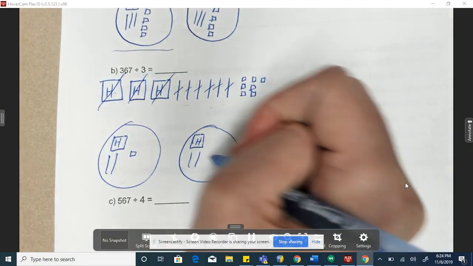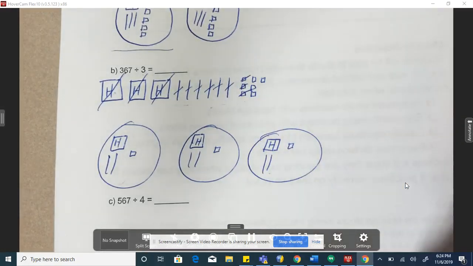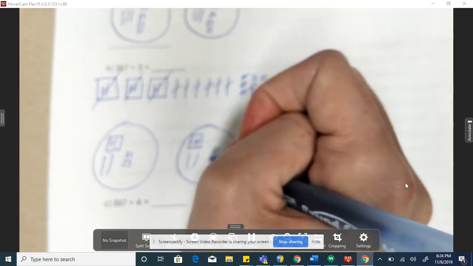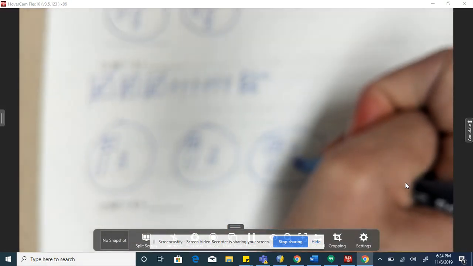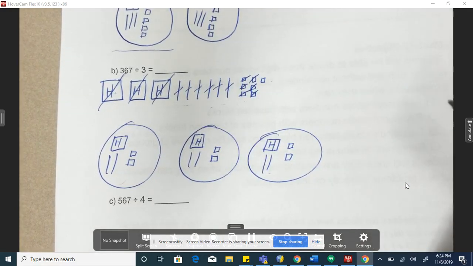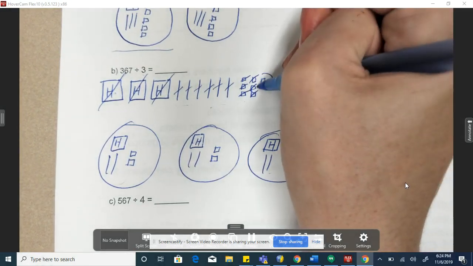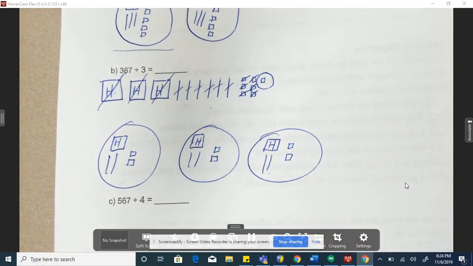I'm going to start by placing 1 one in each group and cross out 3 ones. Well, let's see, I still have 4 left, so I know I can put at least 1 more one in each group and cross out the ones I used. Oh, but look, we have 1 one left over. I know I can't evenly distribute this, so the 1 that is left over is going to be my remainder.